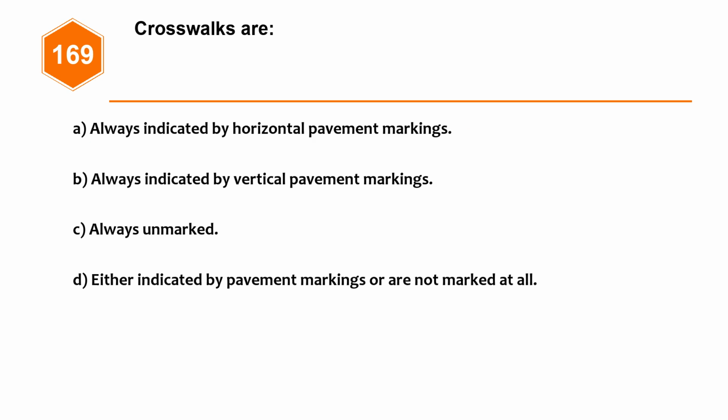Question 169. Crosswalks are: Option A, always indicated by horizontal pavement markings. Option B, always indicated by vertical pavement markings. Option C, always unmarked. Option D, either indicated by pavement markings or are not marked at all.